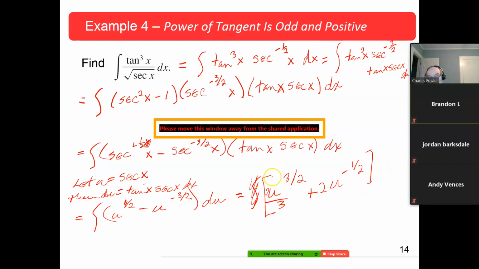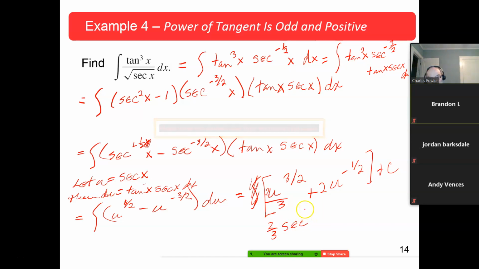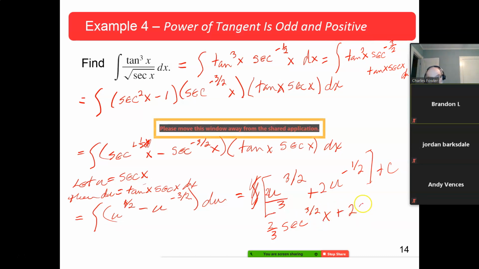And there's your integral. Now go back and plug in what u is, secant x. So this answer, plus c, I forgot to put that. This is 2/3 secant to the 3/2 power of x plus 2 times secant to the negative 1/2 x plus c. All right, that's what I hope our example four is.